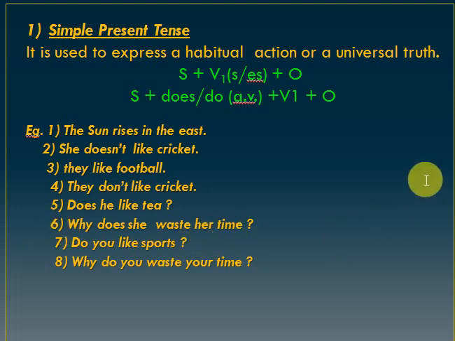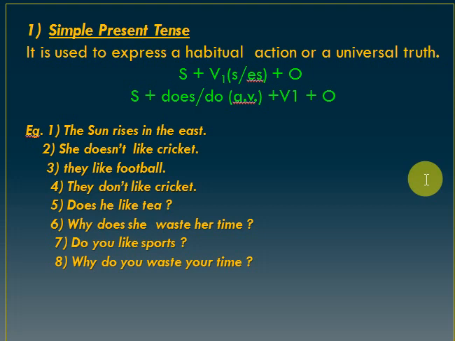Very important. It is used to express a habitual action or a universal truth. It is the definition: habitual action or a universal truth. But what I am saying, you have to remember for simple tense that means action takes place without indicating its completeness or incompleteness. Action at present. Action takes place at present.